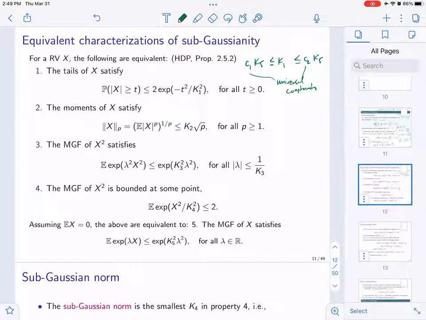So the moments are going to scale like this. There's this K2, which again is equivalent to these other constants up to numerical factors. And so the thing is that the moments grow like root p. For example, you can use this to describe how the absolute moments of the sum of a bunch of independent random variables grow as a function of n. I'll hopefully assign that as a homework problem.